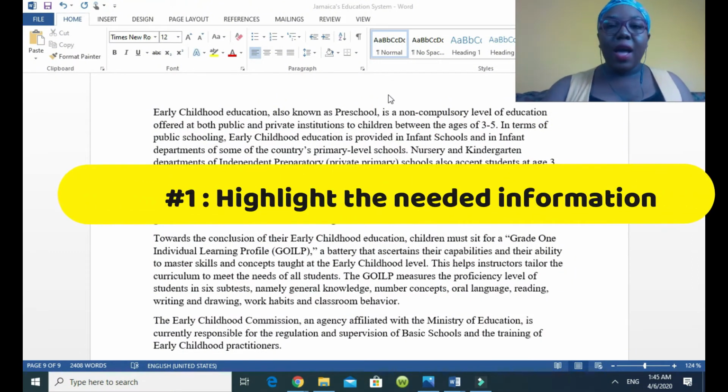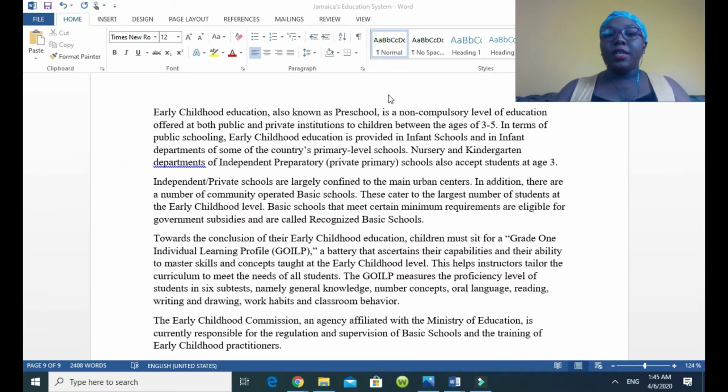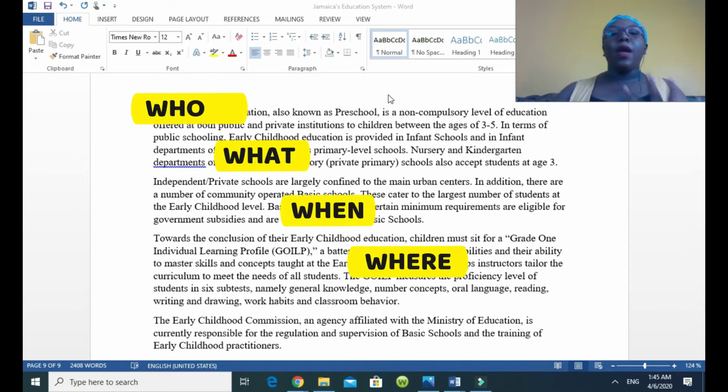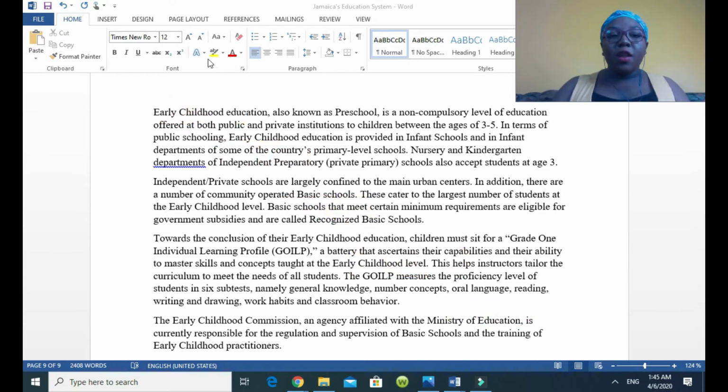Number 1, highlight the needed information. When you're looking for necessary information, you're looking for the who, what, when, where, and hows. So let's read through this, and I'm going to be highlighting all the necessary information. So the what, it's also known as preschool. It's non-compulsory. That's important. Offered both public and private.